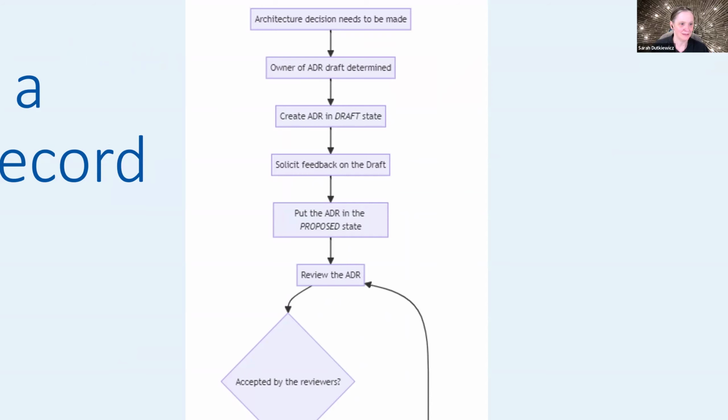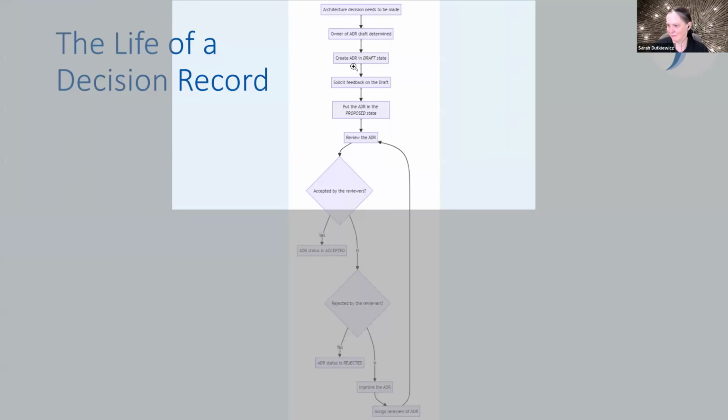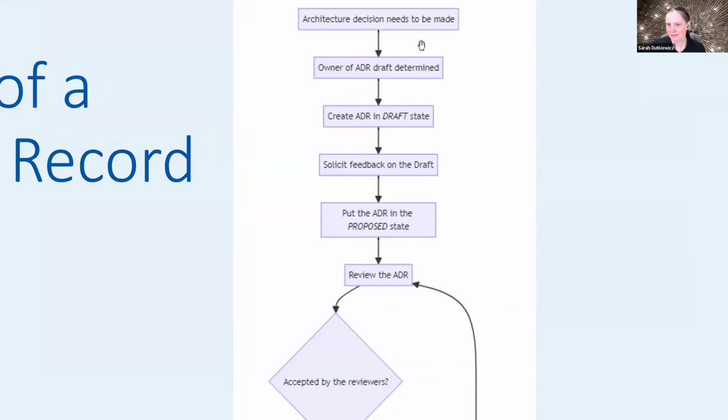So what's nice about this is you can see how your decision record goes through. Let me laser pen and zoom at the same time. Fair enough. Okay. So you realize you've got to make a decision. You figure out who's going to write the ADR. If you have somebody who's strong at documenting, put them on it and collaborate with them. But somebody's got to document this process. Then you're going to create the ADR in your draft state.